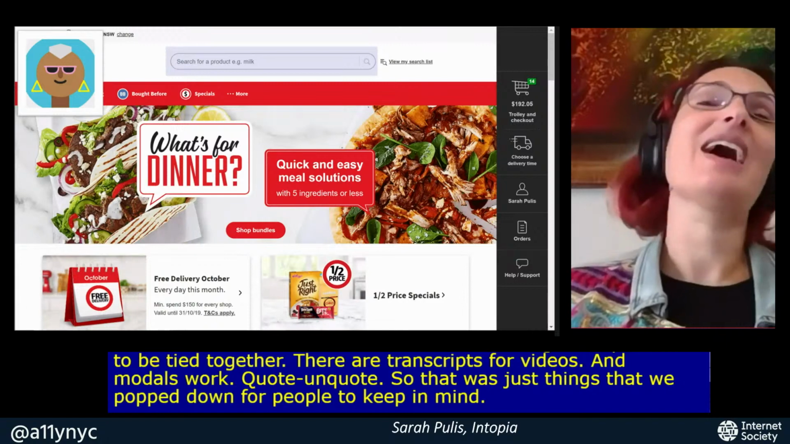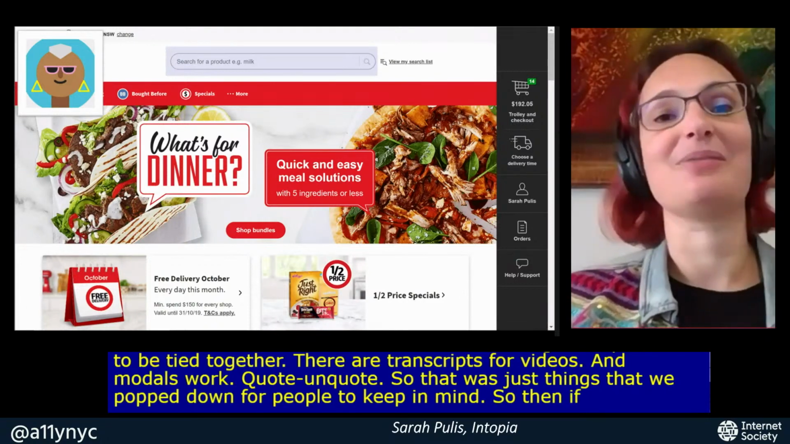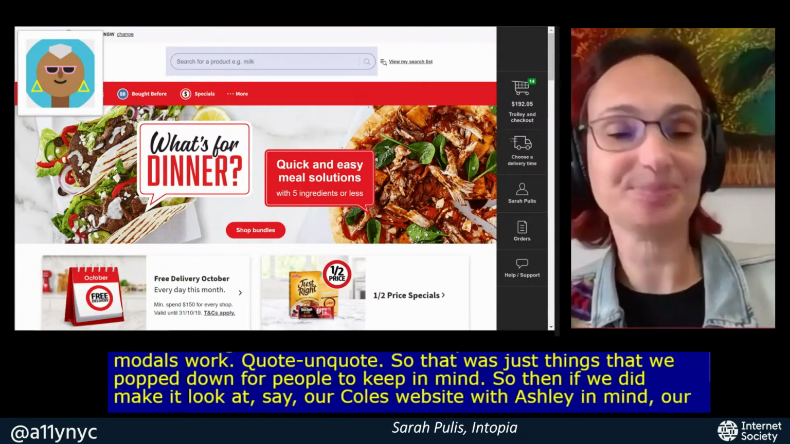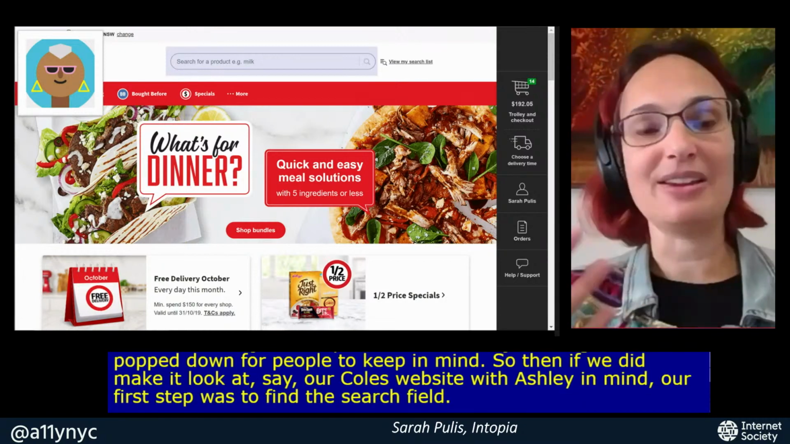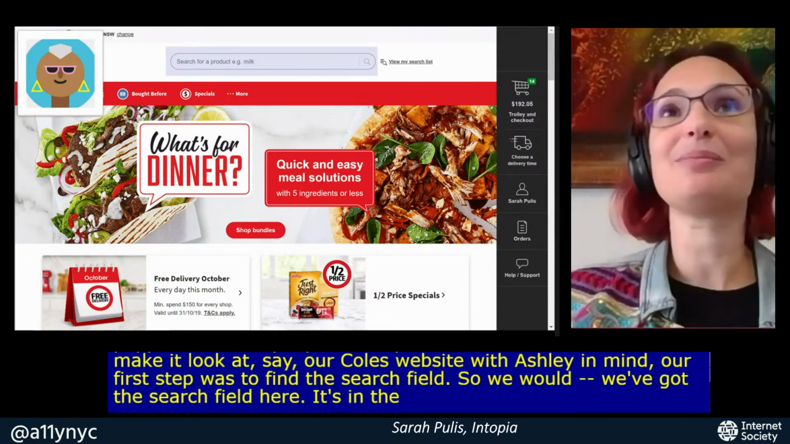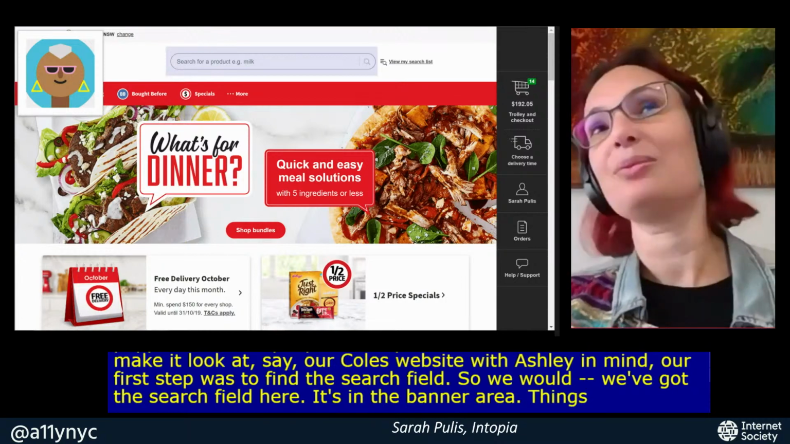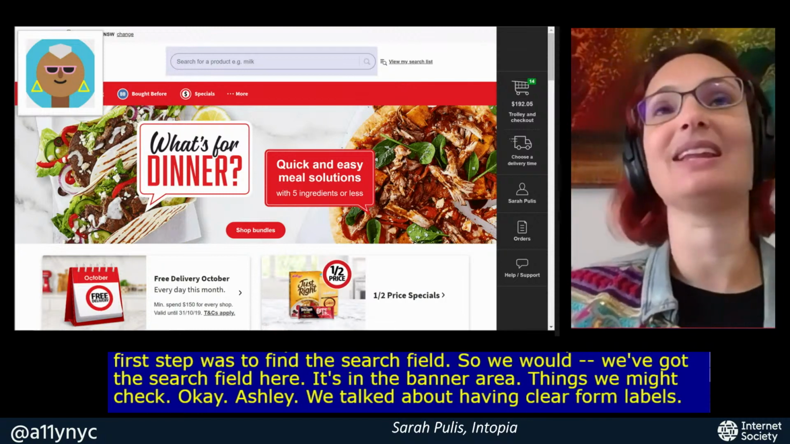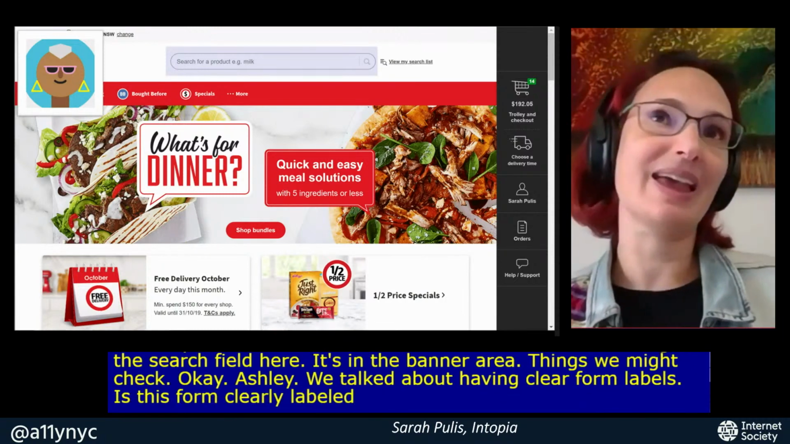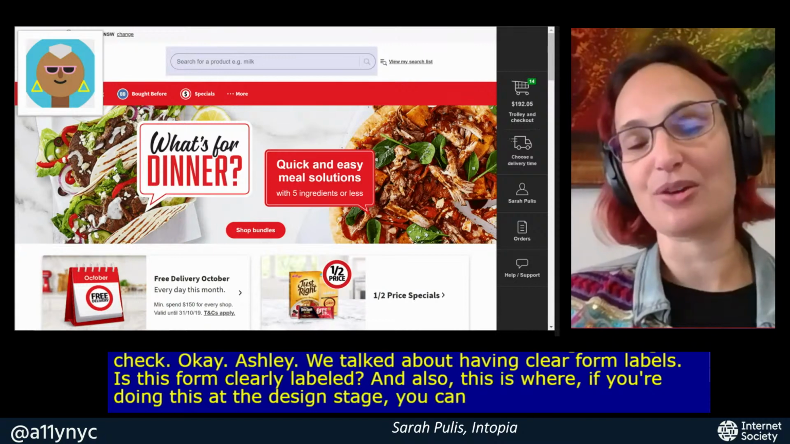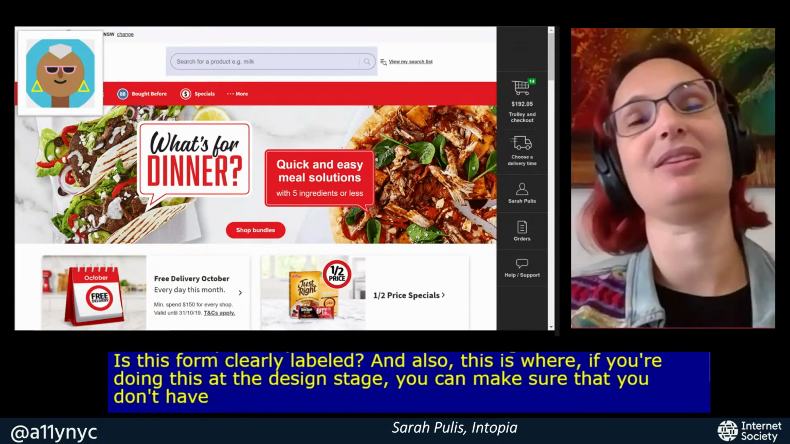So then if we did look at our Coles website with Ashley in mind, our first step was to find the search field. We've got the search field here, it's in the banner area. Things we might check: okay, Ashley, we talked about having clear form labels, is this form clearly labeled? And this is where, if you're doing this at the design stage, you can make sure that you don't have requirements gaps within your designs.